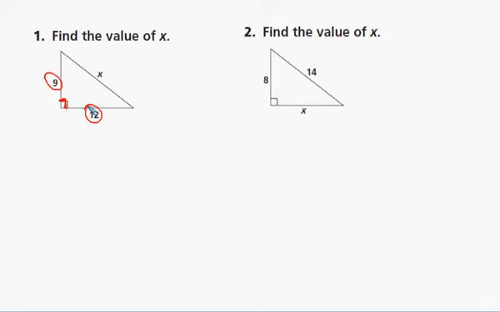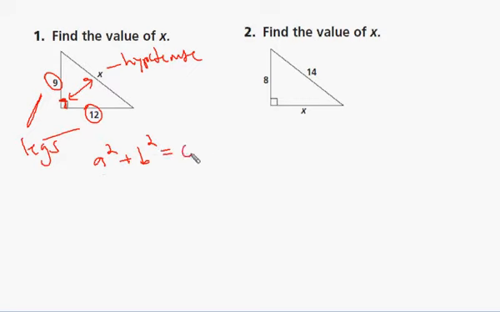These are the legs of the right triangle, and our hypotenuse, which is opposite the right angle, is x. It's unknown, right? Well, we know for a right triangle the Pythagorean theorem: a squared plus b squared equals c squared. These are the legs, and c is the hypotenuse, right? So we'll fill this in with 9 squared plus 12 squared equals x squared.